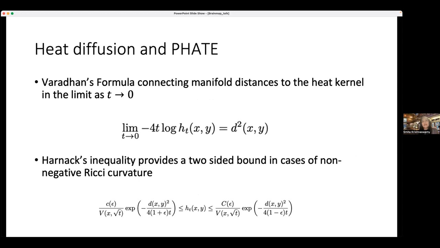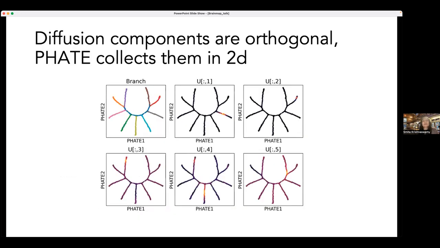One really important thing that we've figured out is that PHATE has a deep connection with heat diffusion. There's a formula called Varadhan's formula that connects manifold distances to the heat kernel in the limit as t goes to 0, and you notice this log factor appearing here again. And recently we wrote a paper at NeurIPS called a heat geodesic perspective on nonlinear dimensionality reduction that talks about how intrinsically this is what a lot of nonlinear dimensionality reduction methods do. So this is what PHATE does.